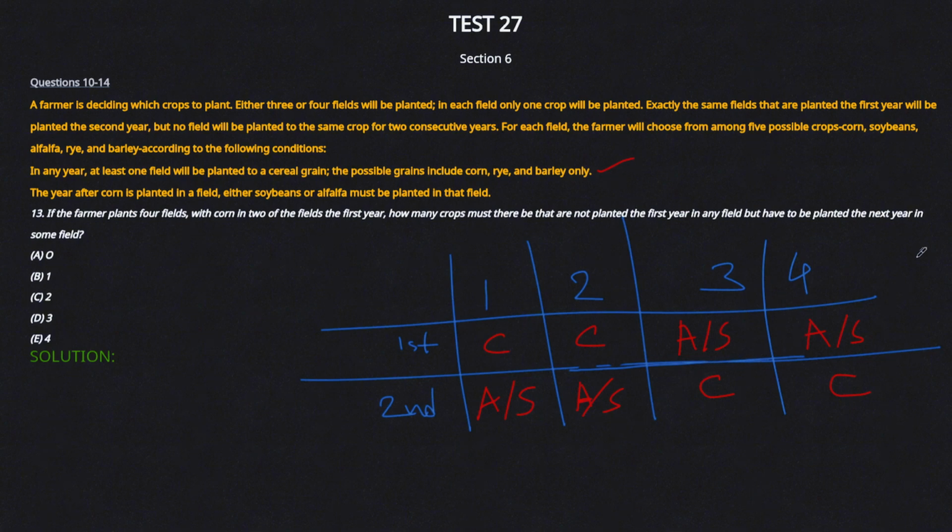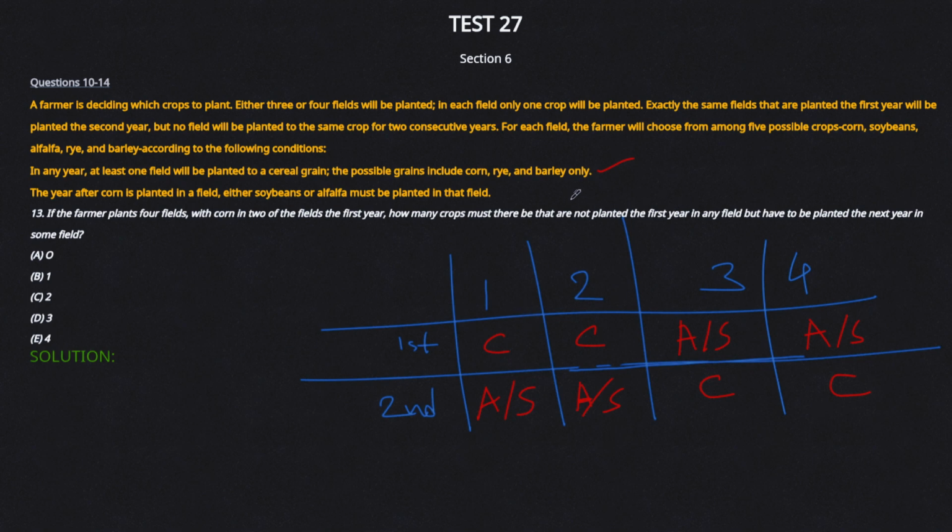it gives us a scenario where the same types of crops can be planted both years. Now, we don't really need to plant any additional crops that have not been planted the first year to meet any sort of criteria in the second year.